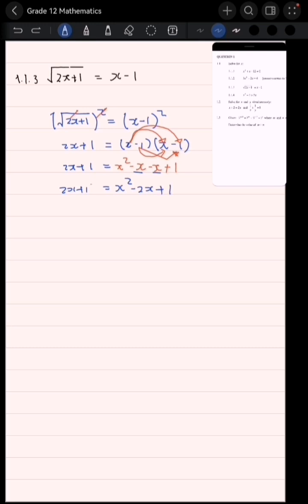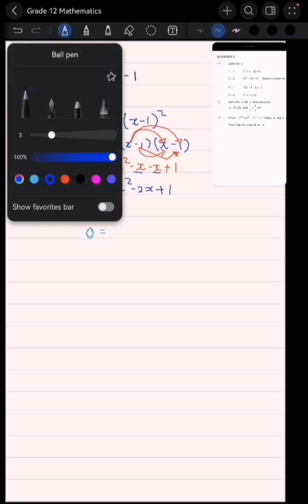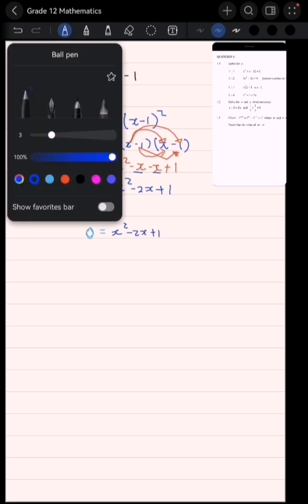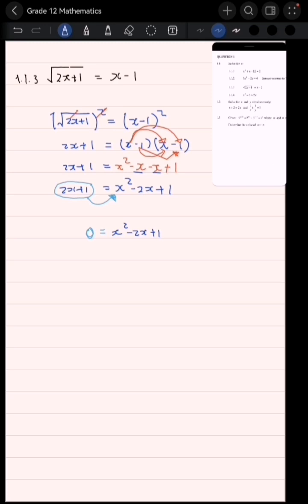The next step, let's move 2x plus 1 to the right hand side. When we move 2x plus 1 to the right hand side, on the left hand side we are left with nothing. So this will be 0. It's equals to x squared minus 2x plus 1. Then minus 2x minus 1. Why? Because we took 2x plus 1 to the right hand side.